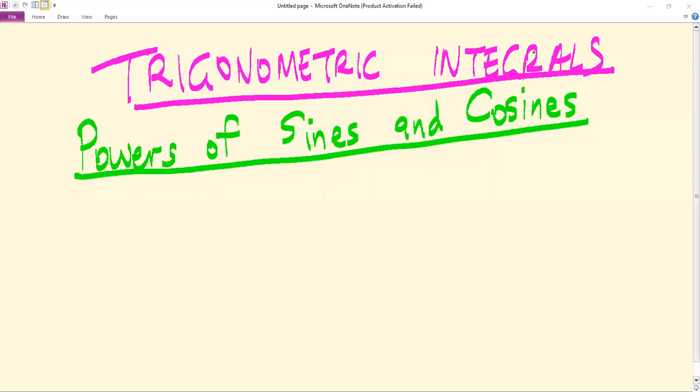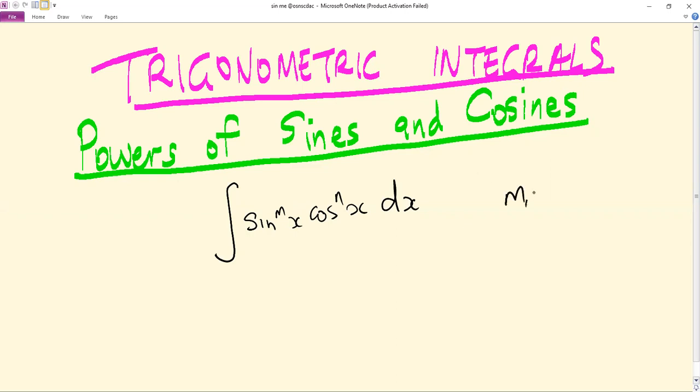Welcome to this class. In this class, we discuss how to integrate functions involving products of sines and cosines. The integrals in this case are of the form sine to the power m of x, cosine to the power n of x, dx. Now there are three cases to consider: a case whereby m is odd, a case whereby n is odd, or a case whereby both m and n are even numbers.